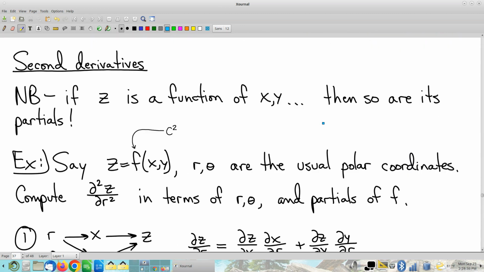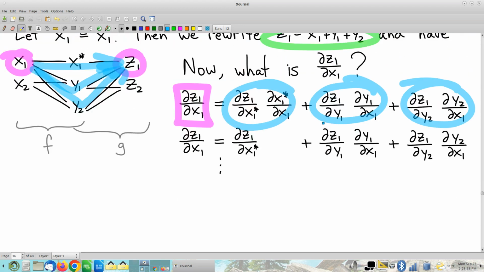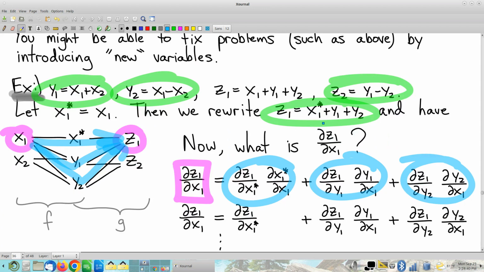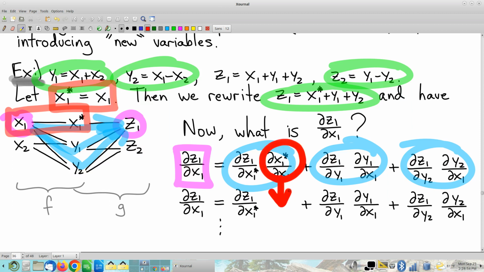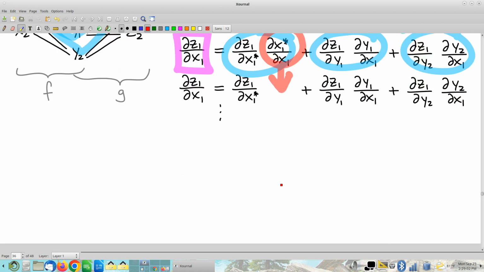Okay, moving along. Oh, yeah, question. So is the partial derivative of x1 star over x1 just 1? Yeah. Okay. Yeah, that's right. So just to be explicit on that, don't forget x1 star is literally x1, and so that partial derivative is literally 1, and thus that factor just kind of disappears. Yeah. Okay. All right. Okie dokie.